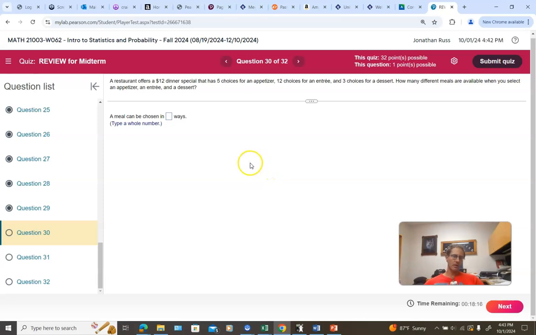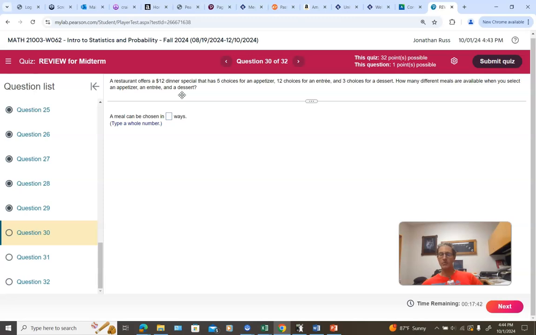Okay. Number 30. So this takes us into chapter 3. We're talking about probability and counting principles. So a restaurant offers a $12 dinner special that has 5 choices for an appetizer, 12 choices for an entree, 3 choices for a dessert. So how many different meals are available when you select an appetizer, an entree, and a dessert?